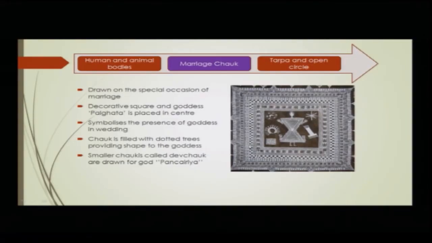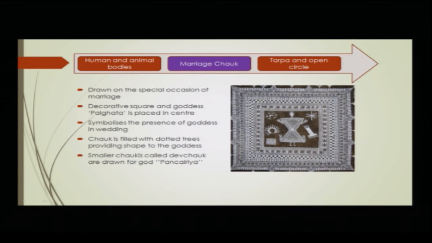And now about marriage chalk. Here, what we are seeing in this painting is a marriage chalk, and what does it signify? These are generally drawn on the paintings for marriages, the paintings to celebrate the special occasion of marriage. And inside this square part, this figure of two triangles is Palgar, the goddess of fertility, placed in the center. This symbolizes that the goddess of fertility, goddess Palgar, is present at the wedding, giving blessings to the couple which is being married.